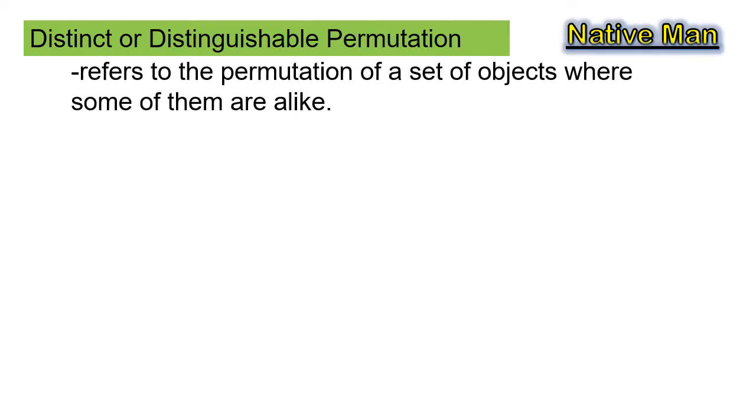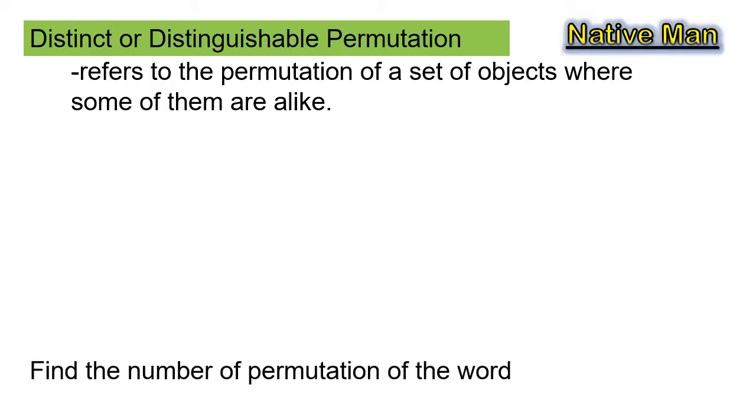Okay, so bago po tayo mag-solve ng distinguishable permutation, i-define muna natin para magkaroon po tayo ng review about distinguishable. So it refers to the permutation of a set of objects where some of them are alike. So, ito po ay ginagamit lang kapag may mga objects po na magkapareho sa isang group. Karamihan po dito, ginagamit po ito if we are going to try to get the permutation of a word. So, let's try.